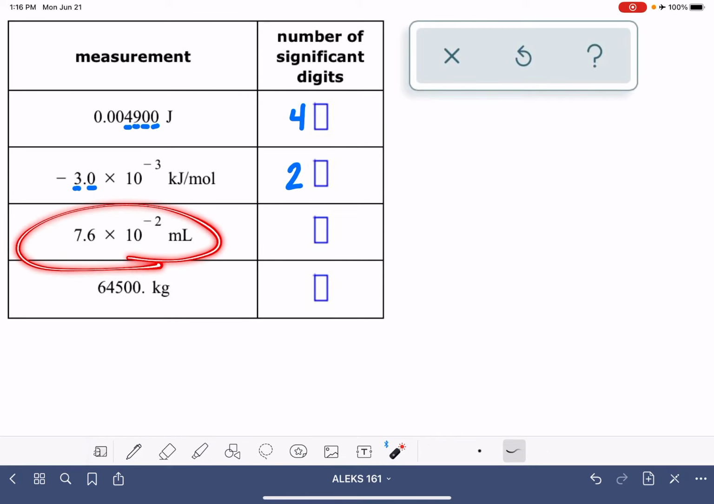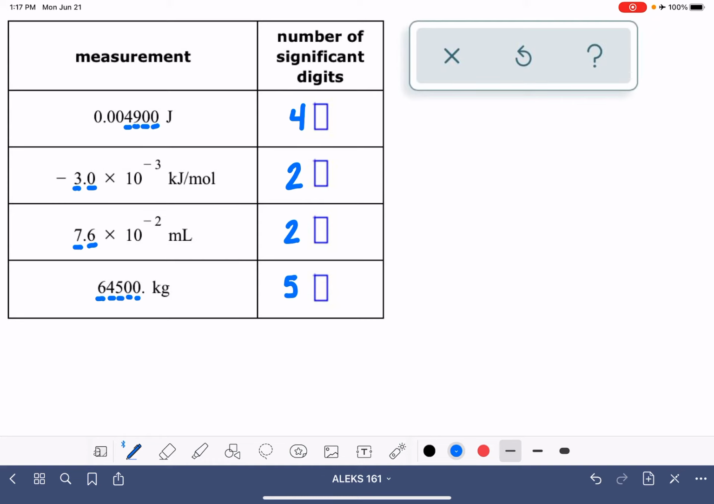Here's another one also with scientific notation, which means we're going to ignore the 2 times 10 to the 2 portion, and we're just going to focus on this, the first digit that's not a zero and every digit after that. 2 significant digits, and here's our last number, the first digit that's not a zero and every number after that. So this one has 5.